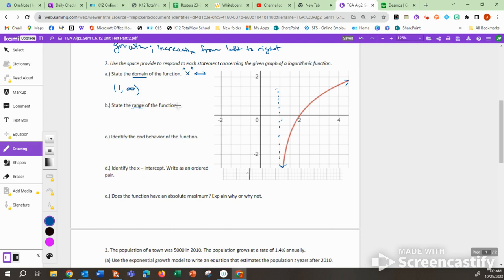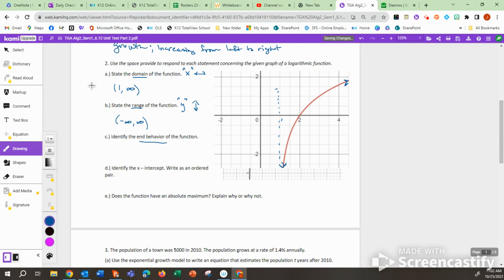Our range, again, are our y values. And when we're looking at a graph, that's how low the graph goes to how high the graph goes. This arrow is pointing down to negative infinity. The graph is continuous. This arrow is pointing up to positive infinity, so my range is negative infinity to positive infinity. This says identify the end behavior.